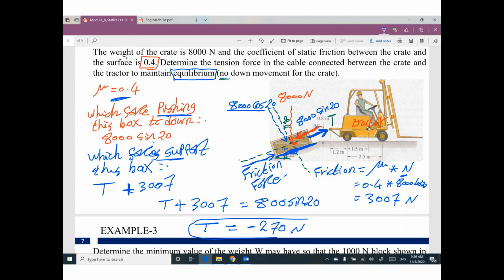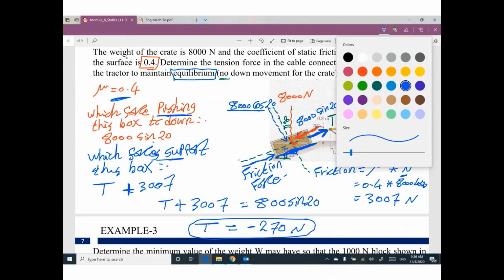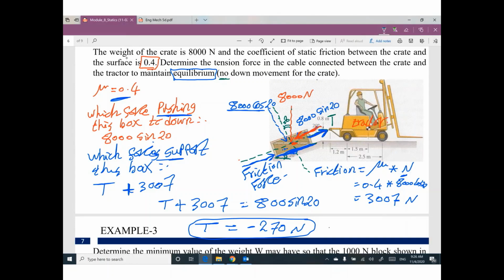I have a question. I got a negative value. What is the meaning of this negative value? I need an answer, and if you answer it correctly, I will give you 5 points in the coming exam. What is the meaning of force T equal to a negative value? What does it mean?